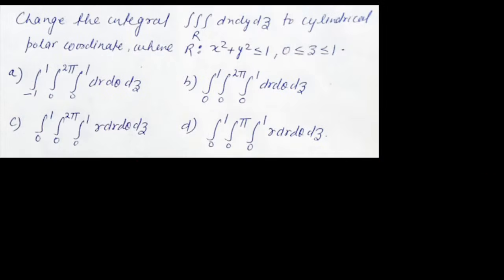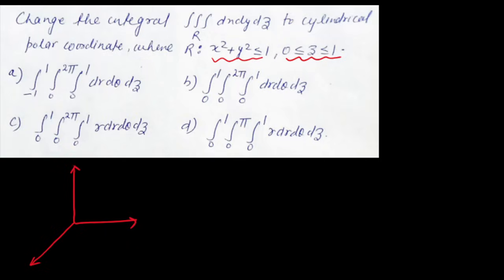Now let us take the next question. We have to change the integral to cylindrical polar coordinates, where R is given by this and the limit of z is from 0 to 1. For cylindrical polar coordinates, I hope you have seen my previous videos in the playlist on multiple integrals. There also I have discussed this kind of problem.